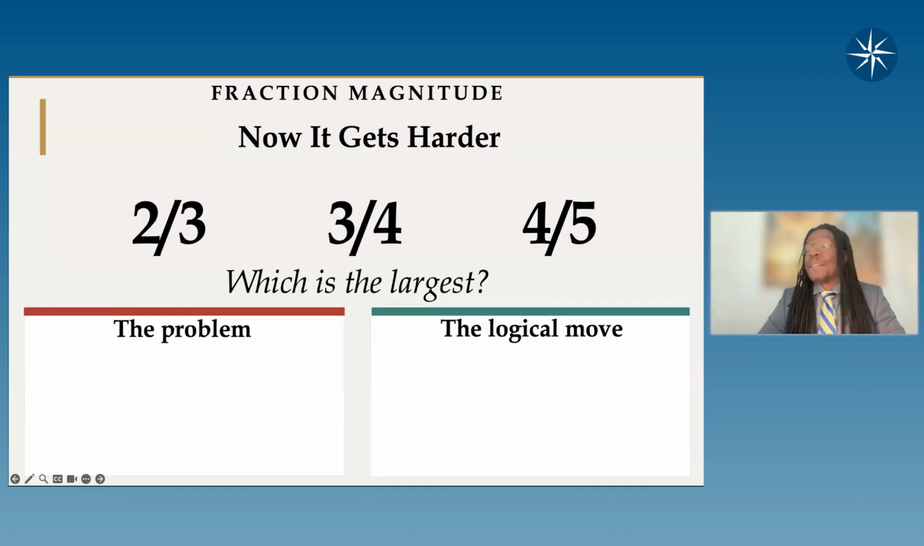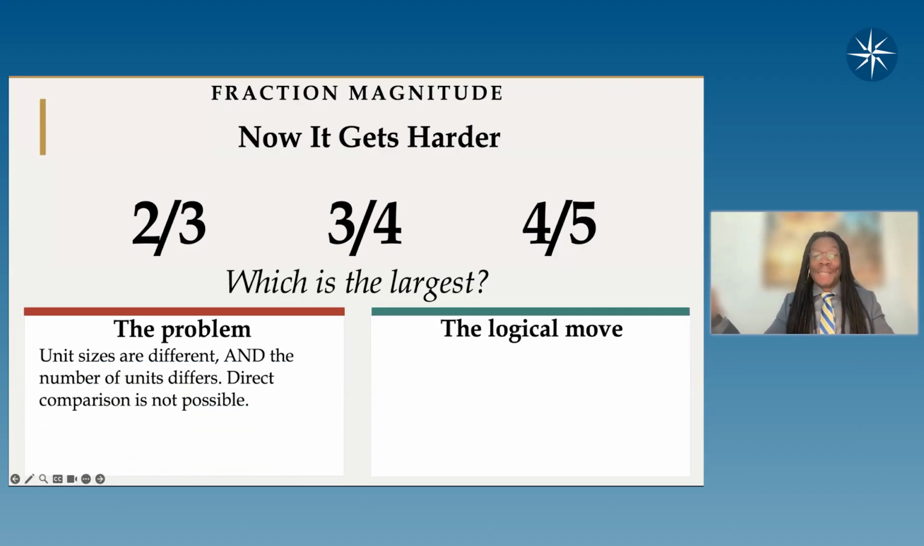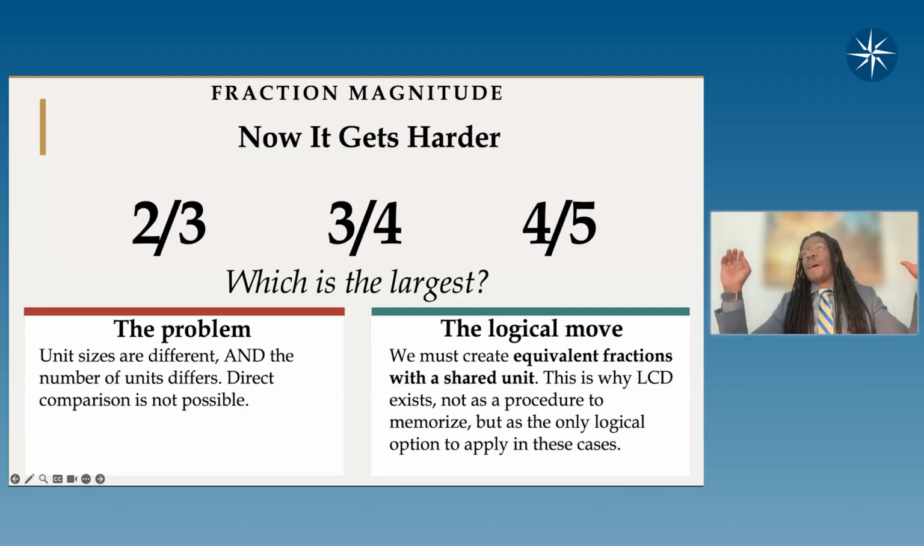So it gets a little more difficult now because the numerator and denominator are no longer the same. So which is the largest? Now we have the problem. The unit sizes are different and the number of units differ. So direct comparison is not possible, right? So what's the logical move here? Equivalent fractions. We have to create equivalent fractions.